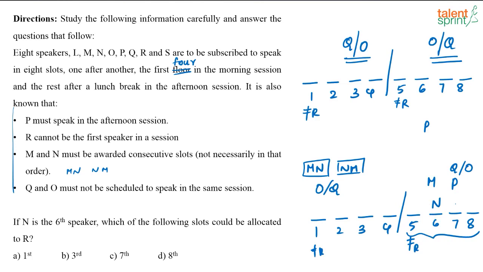So very clearly R cannot be in the afternoon session. So these 2 options are gone already. Now I also know that R cannot be in the first place, right? Of any session, R cannot be the first in that session. So this is also not possible. So where is the only possible place where I can keep R? It can be in the 3rd position.